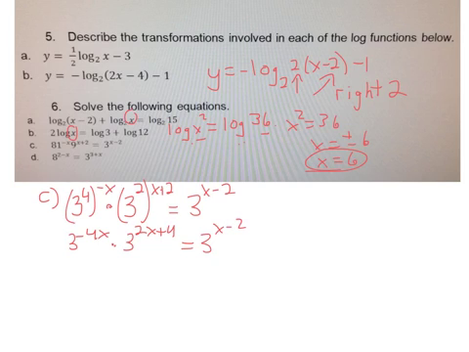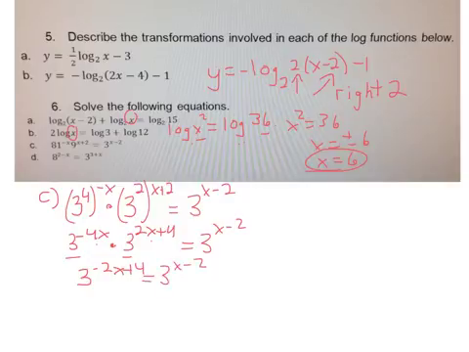And if we use our power rule for logarithms, if we're multiplying powers with the same base, we keep the base the same and we add the exponents. So I actually have minus 4x plus 2x plus 4 equal to 3 to the x minus 2. So if the bases are the same, then the exponents must also be equivalent. So this is the expression that you end up needing to solve. And so I guess we get negative 3x equals negative 6, or x equals 2 there.